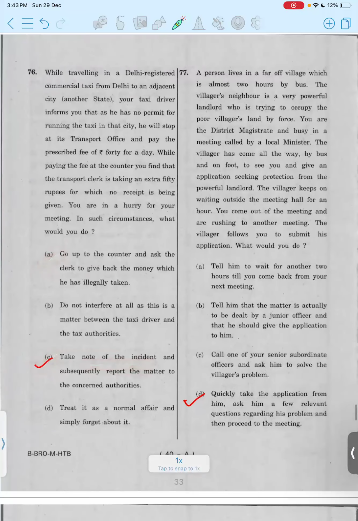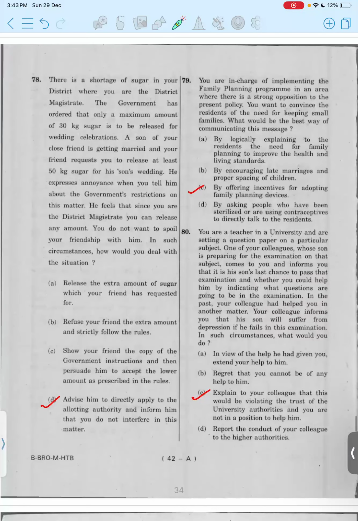Take a note of the incident and subsequently you'll report the matter to the concerned authorities. But two answers are given here in the official answer key. Then in 77, we have either C or D is correct. So you can just go through these paragraphs once and tally your answers. Here it would be either B or C. So, okay, this is less appropriate.